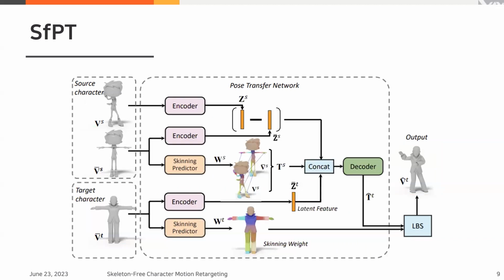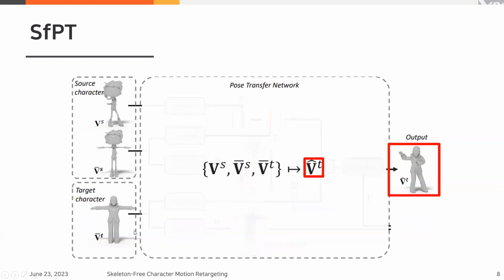What was the V bar S again? V bar means the rest pose, like T pose. Okay.